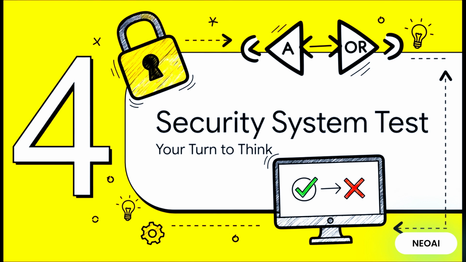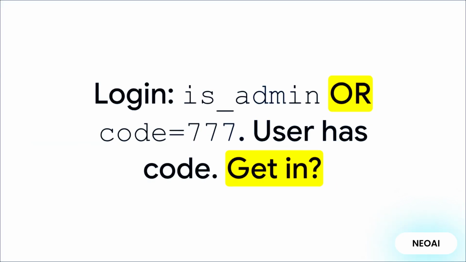All right, you've seen the concepts, you've seen the code, now it's your turn to be the computer. Let's run through a quick little scenario to really lock this in. Okay, here's the deal. You're building a login system, and the rule for access uses the OR operator. Now a user tries to get in. They are not an admin, so isAdmin is false, but they do have the correct secret code, 777. So, based on that OR rule, what happens? Do they get in? Think about it for a sec.